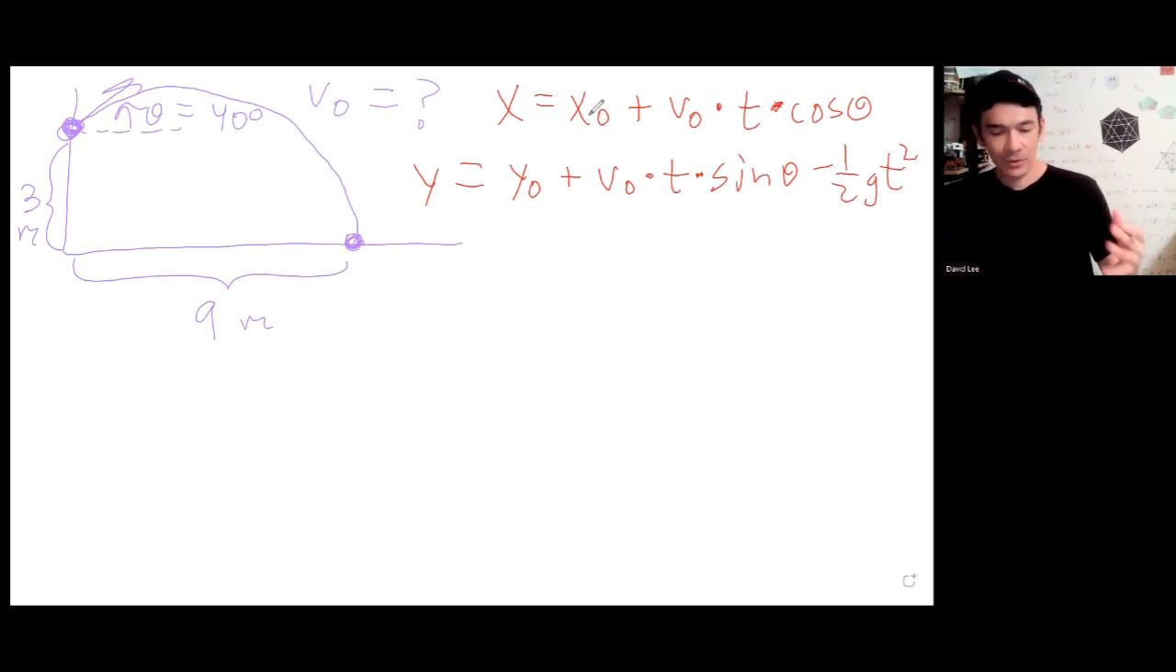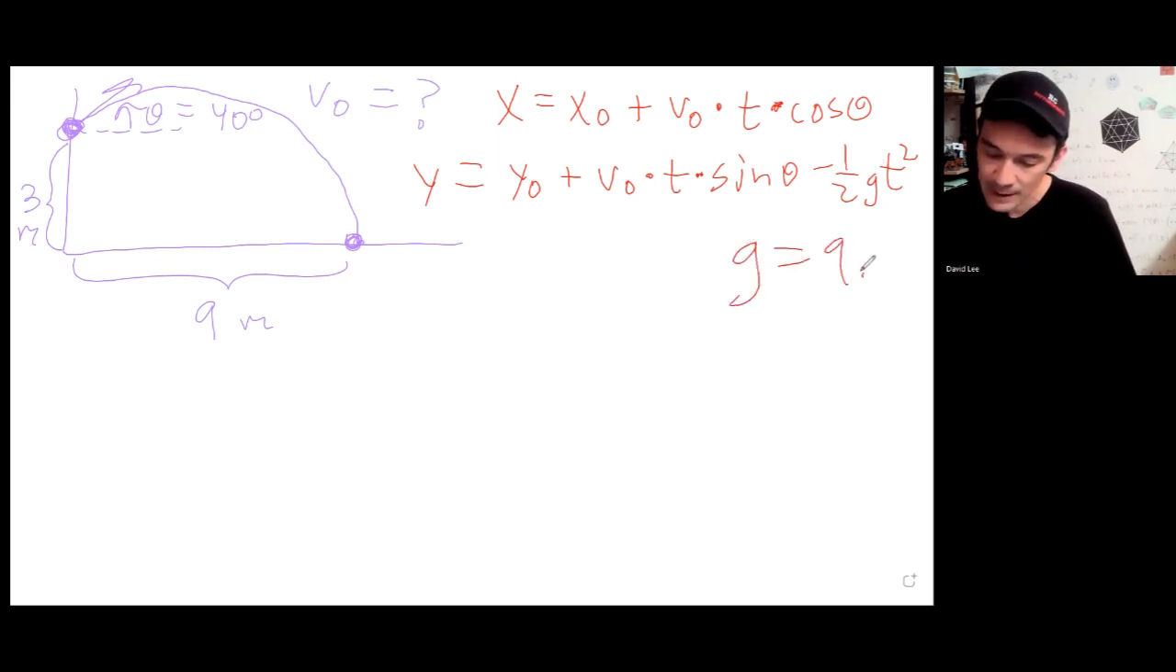X naught is the initial x coordinate, y naught is the initial y coordinate of the object, v naught is the initial velocity, which is the goal, t is time, in this case probably in seconds, sine and cosine are just trig functions, theta is the launch angle, and g is the gravitational constant, which for us in this physics class is going to be 9.8 because it's in terms of metric, meters. We know g is 9.8. We know theta is 40.